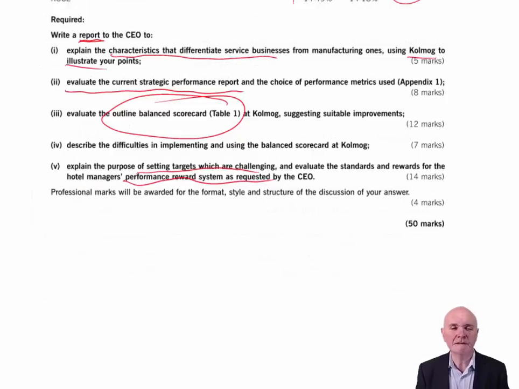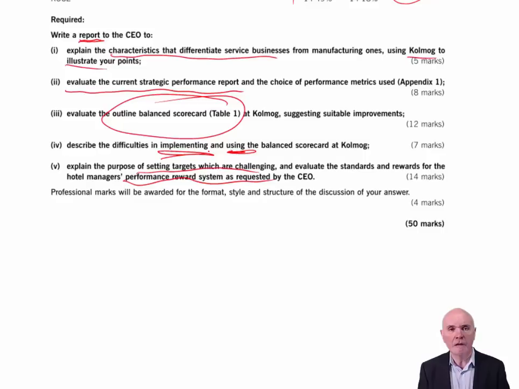Part 4 asks us to describe the difficulties in implementing and using the balanced scorecard. I would draw your attention again to the double requirement within that. It's going to help us actually implementing and then using. So it gives us two chances, if you like, to think about something to say. So first of all, implementing a balanced scorecard. What difficulties might be put in the management's way?